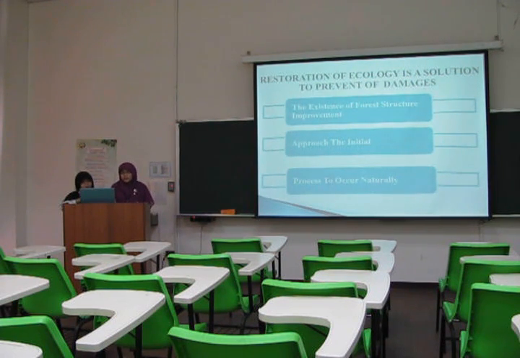Of ecology. Number one is the existence of forest structure. Forest structure can be defined as something which can be seen from the forest, such as types of diversity, stratification, heading, the ordination of trees, height, biomass, and forest structure. Improvement of this structure is meant to restore the forest function as rebuilding.